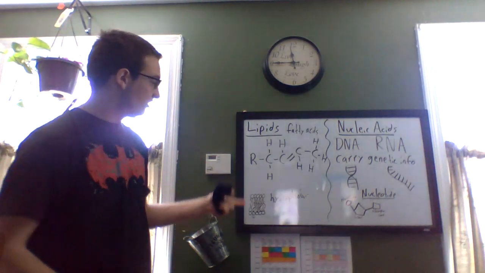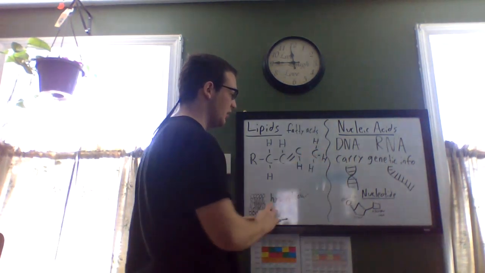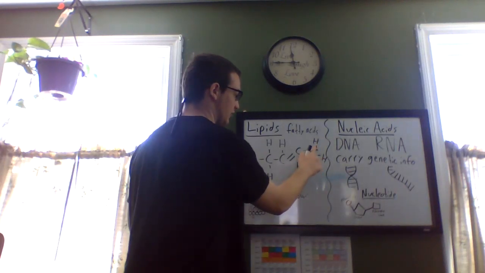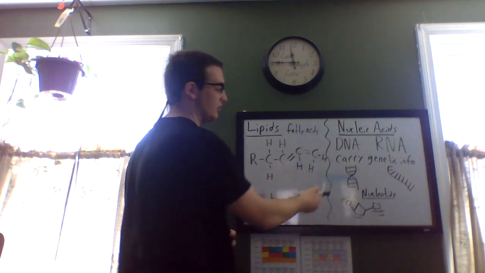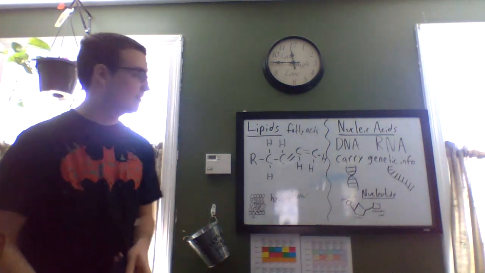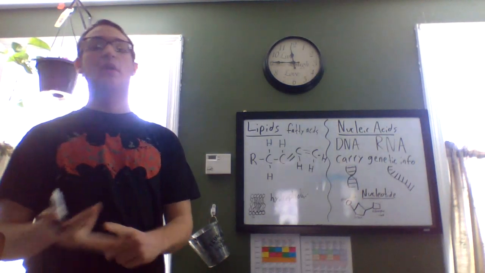If there was another double bond somewhere here, say right here, I put another double bond, 1, 2, 3, you would only get 1 more hydrogen, 2 hydrogen, and that's a polyunsaturated fat. And so your 3 types of fatty acids are saturated, unsaturated, and then polyunsaturated.